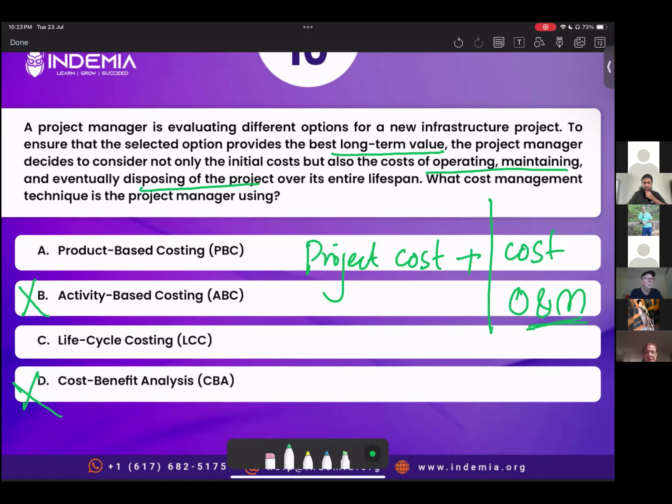Now we have two options, product-based costing and life cycle costing. So the correct answer is life cycle costing. Product-based costing is not a terminology. So life cycle costing is a concept where you consider the cost of a project over its entire life, right? Starting from concept till you dispose of it, right? So the correct answer is option C.